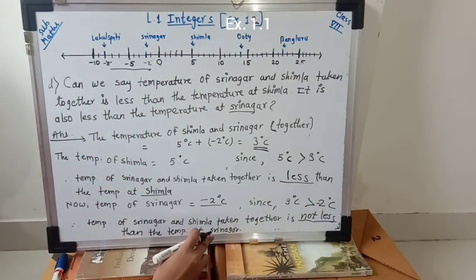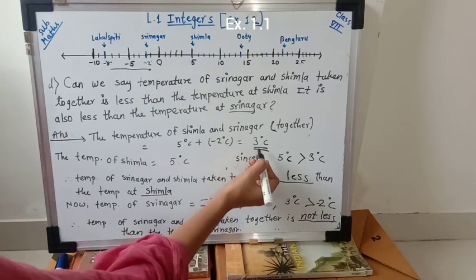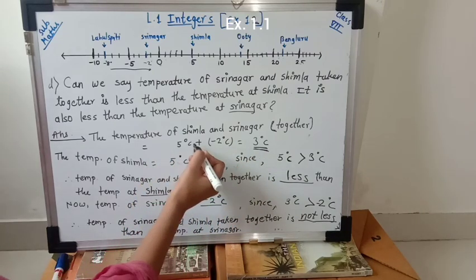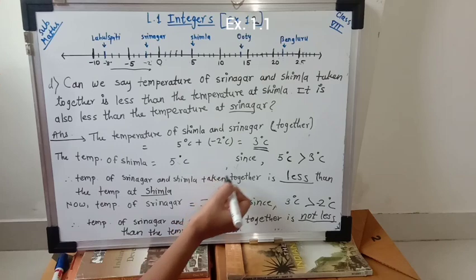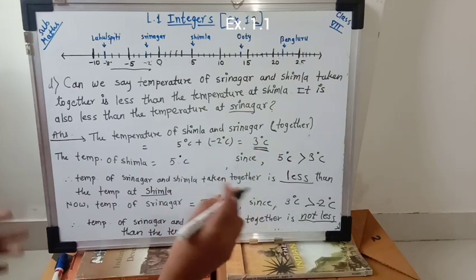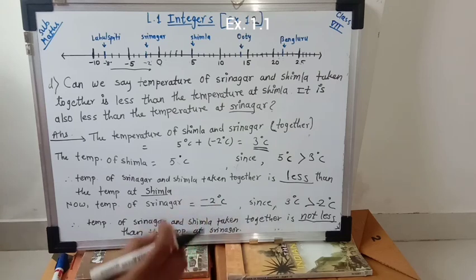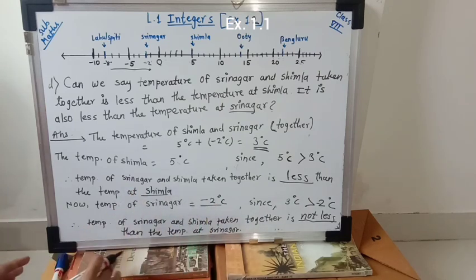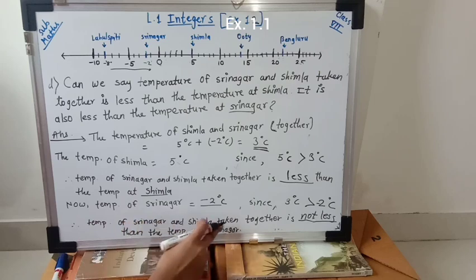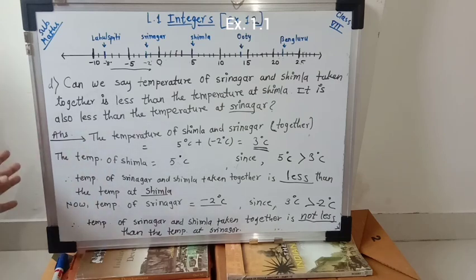the temperature at Srinagar. After addition, means the addition of the temperature of Shimla and Srinagar, this temperature is more than Srinagar's temperature alone, and that Srinagar temperature is minus 2 degrees Celsius, and that is why the temperature of Srinagar and Shimla taken together is not less than the temperature at Srinagar. Now here we have solved 4 sub questions from question number 1.